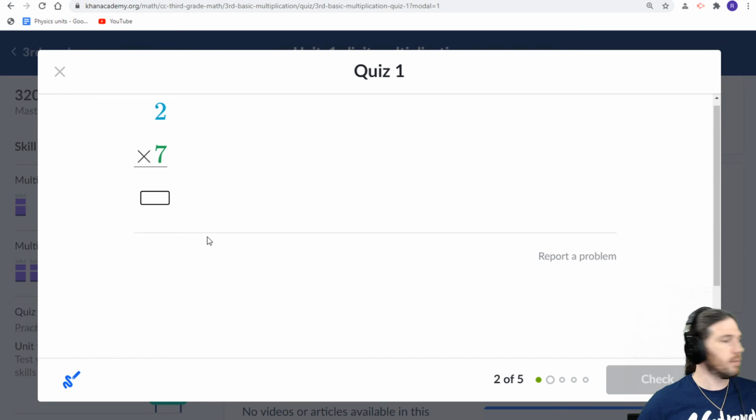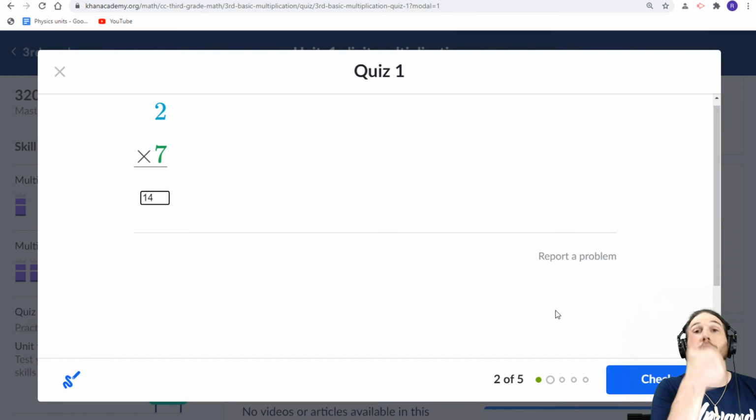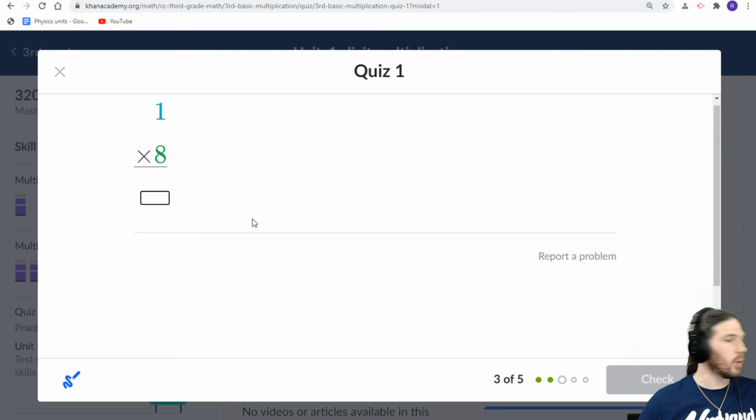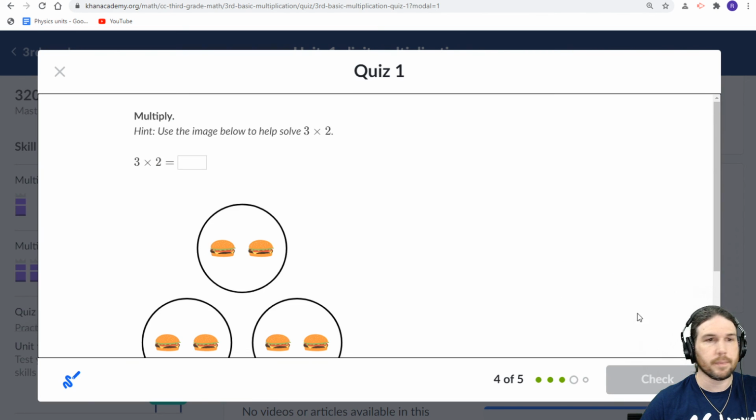2 times 7 is still 14. Again, let's do that a different way though. Let's see. 2, 4, 6, 8, 10, 12, 14. Yeah? That's another way you could do it. You could count by 2s 7 times. 1 times 8, well, anything times 1 is itself.